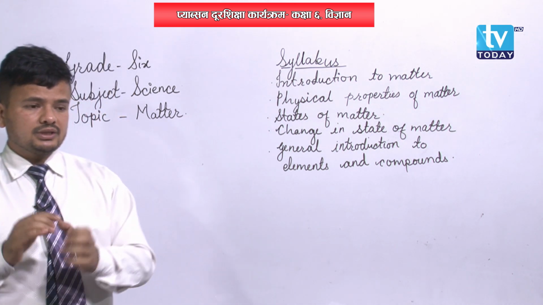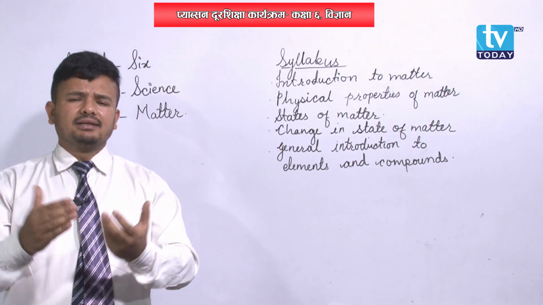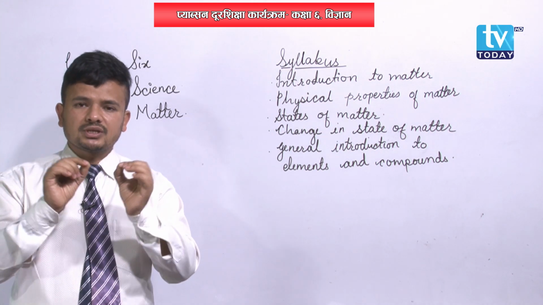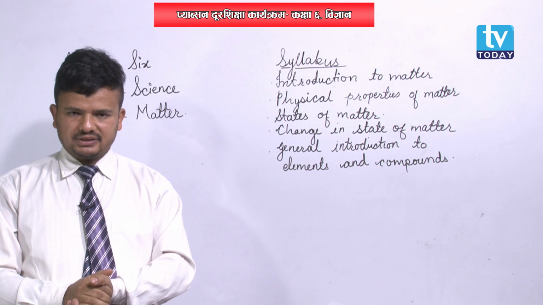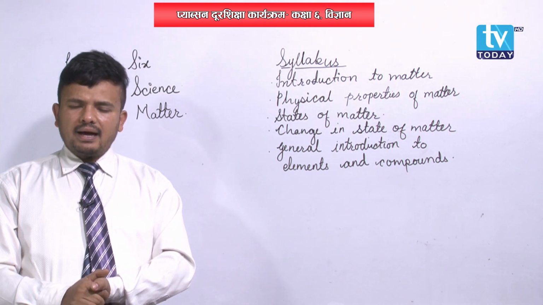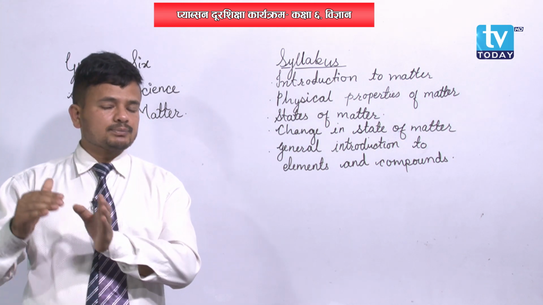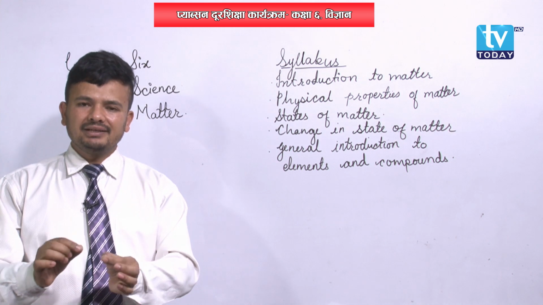Okay, now come to the definition. What is an element? An element is a pure substance made by only one type of atom, and it cannot be further split into smaller particles: hydrogen, helium, lithium, beryllium, etc.